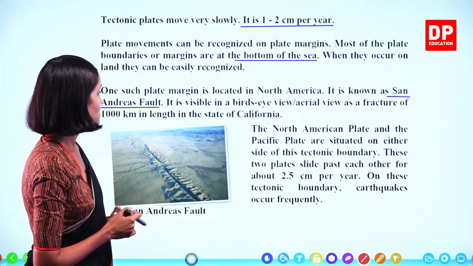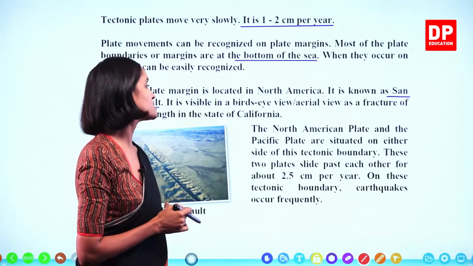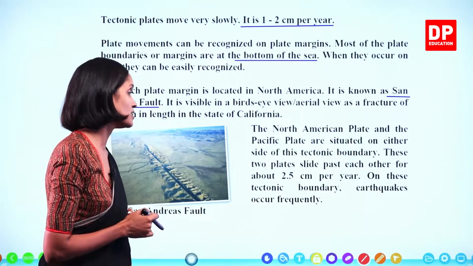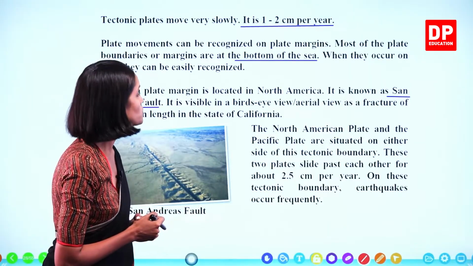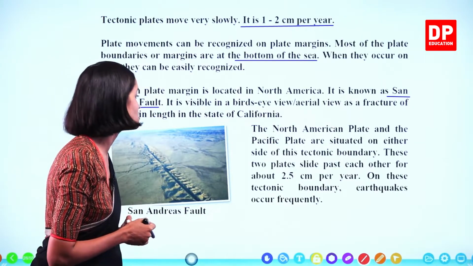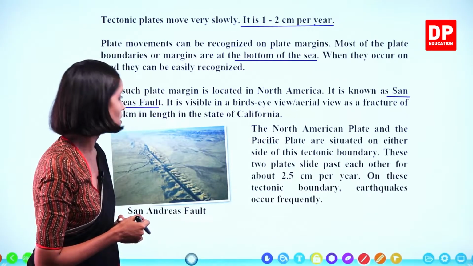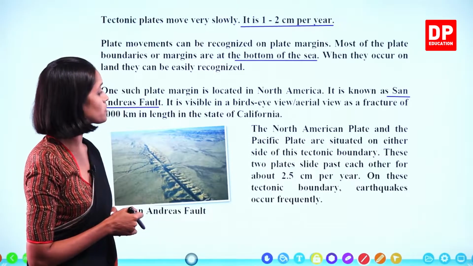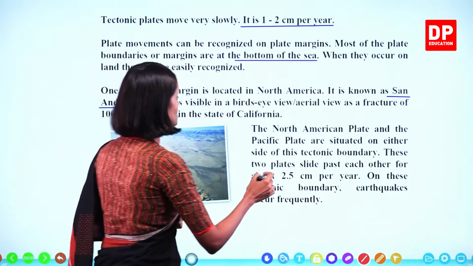See, the North American plate and the Pacific plate are situated on either side of this tectonic boundary, right? North American plate and the Pacific plate are situated on either side of this tectonic plate boundary. These two plates slide past each other at about 2.5 centimeters per year.